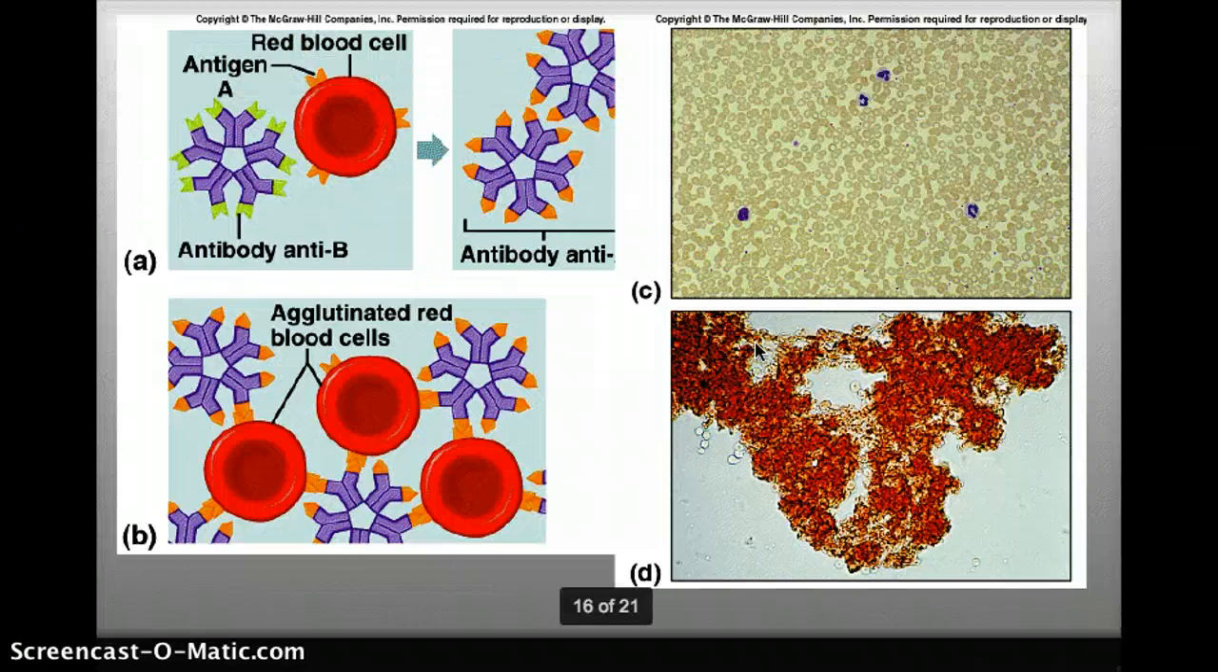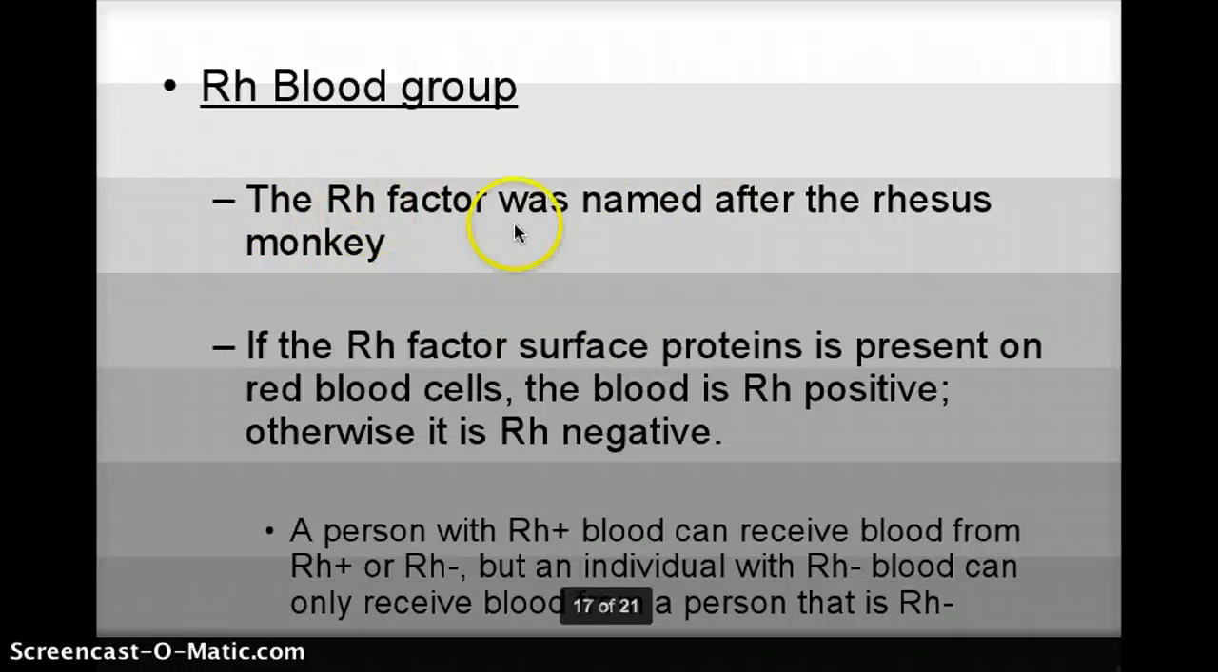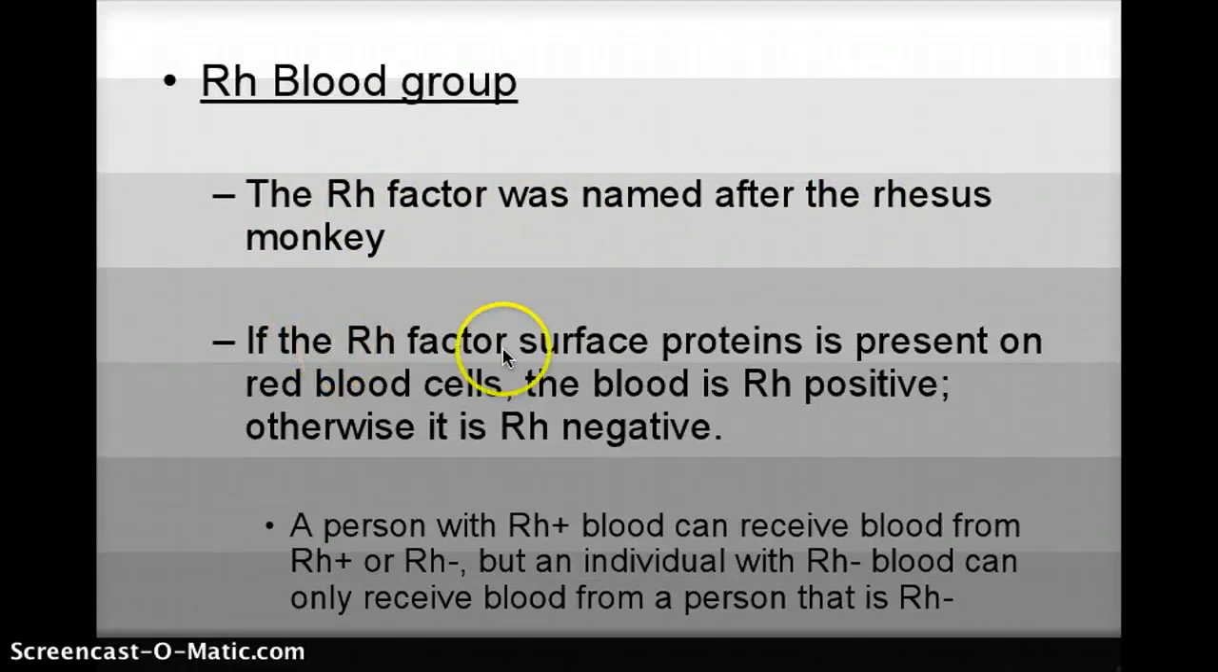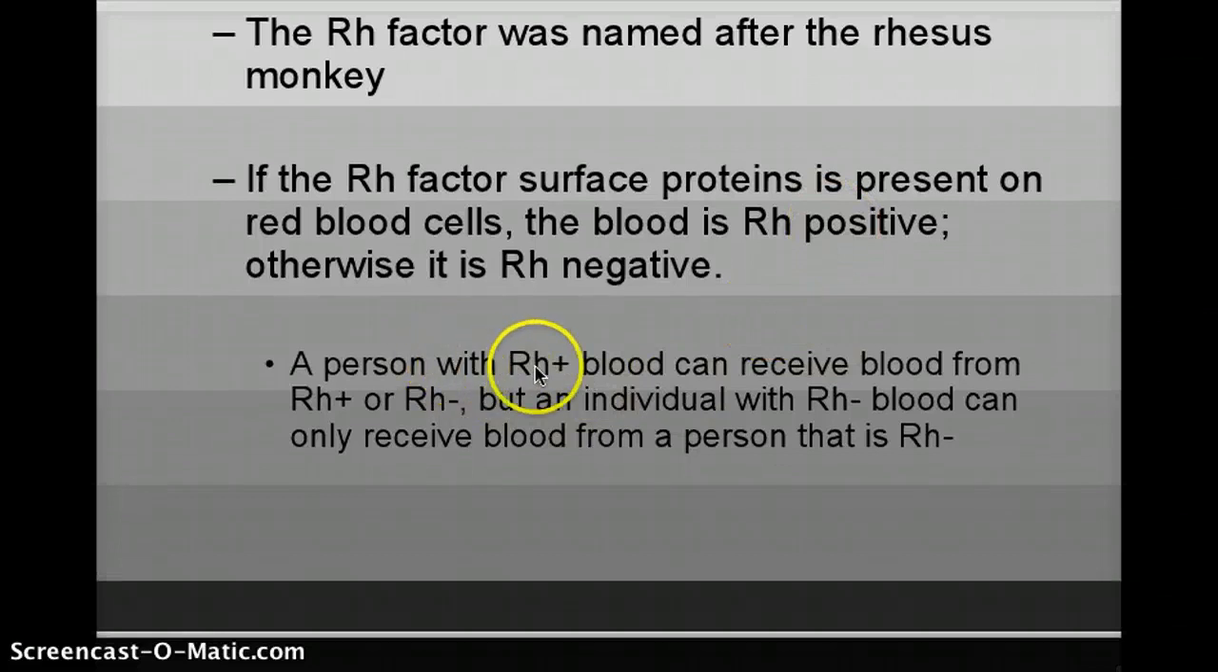Now, we could take this one step further. What we've been talking about is A, B, AB, and O, 4 main blood types. But there's actually, you consider 8, because you can bring in this RH factor. The RH factor was named again after the rhesus monkey. If that RH factor protein is present, you are considered to be positive, which the majority of the population in the US, approximately 85%, are RH positive. So a person with RH positive blood can receive blood from somebody, but if you are an RH negative person, that means you are going to have antibodies against RH.